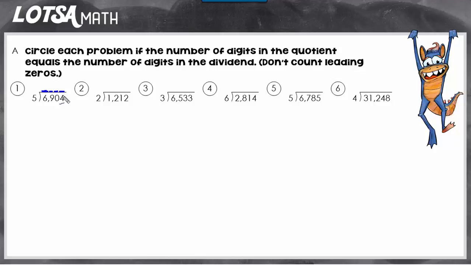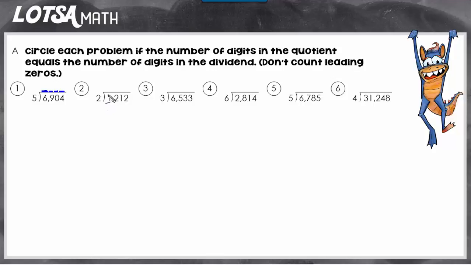And the reason why, no matter what you divide, you can always get an answer, even if your answer is 0. So even if one of these spots is a 0, it would still count as a digit. The directions say don't count leading zeros. And leading zeros would be zeros that are at the beginning of a number. And leading zeros should always be left off. So let's look at number 2. This might help you understand it a little bit better.